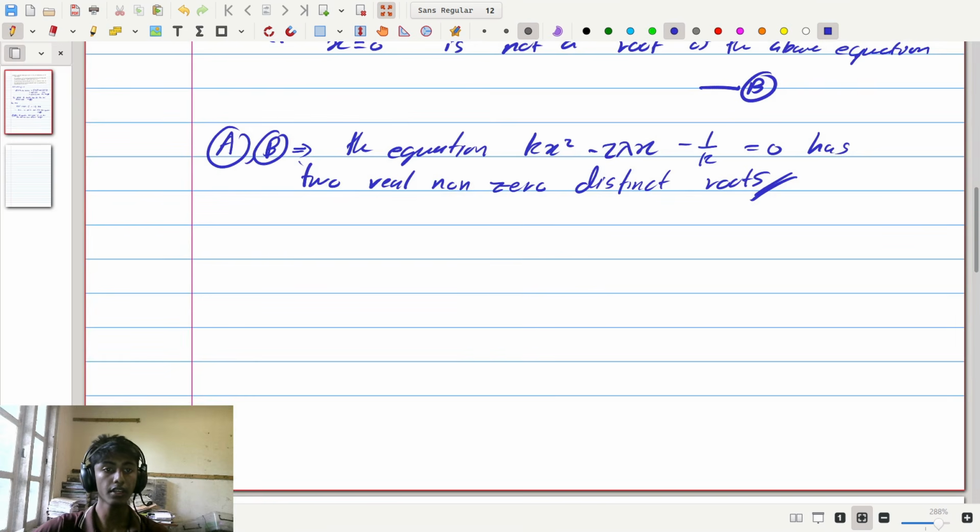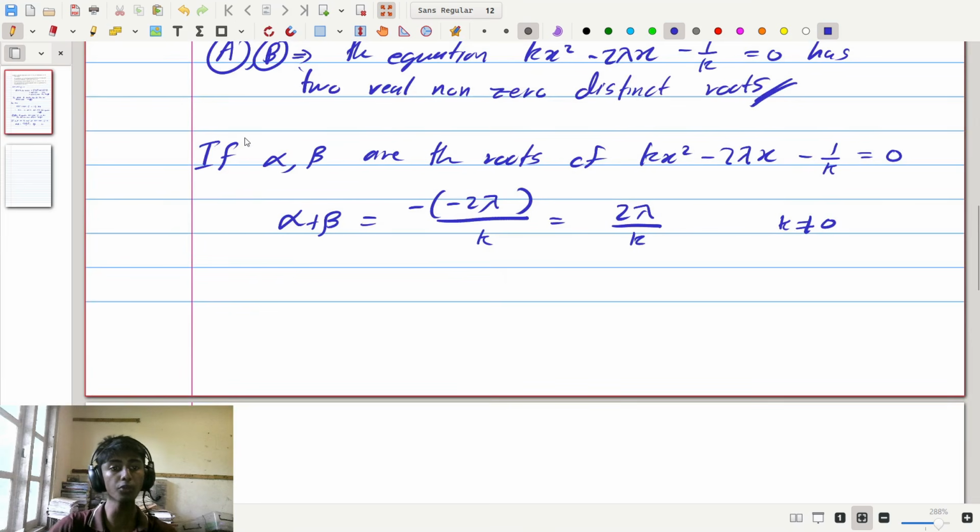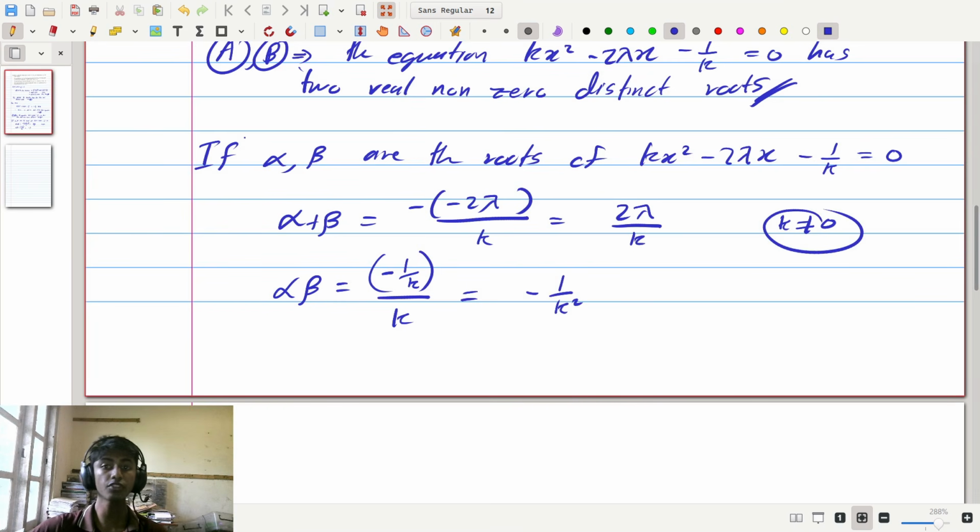So if alpha, beta are the roots of the equation kx squared minus 2 lambda x minus 1 over k equals 0, then alpha plus beta is equal to negative b over a, which is negative of negative 2 lambda over k, which is equal to 2 lambda over k. There's no problem here since k is not equal to 0. We can also say alpha times beta is equal to c over a, which is negative 1 over k divided by k, which is equal to negative 1 over k squared. Again, no problem since k is not equal to 0.